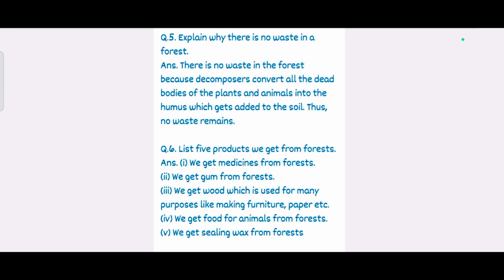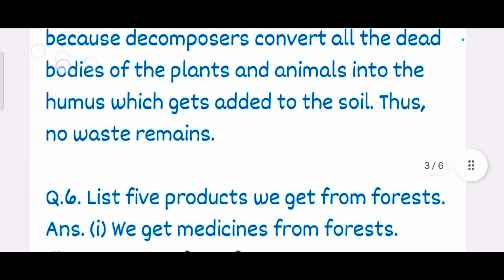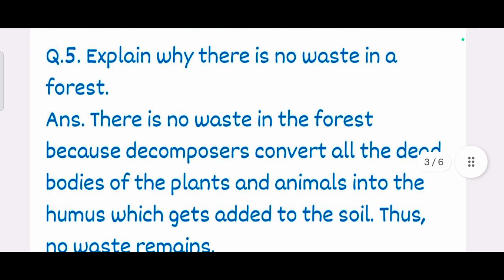Now we will start question number 5. Explain why there is no waste in a forest. There is no waste in the forest.